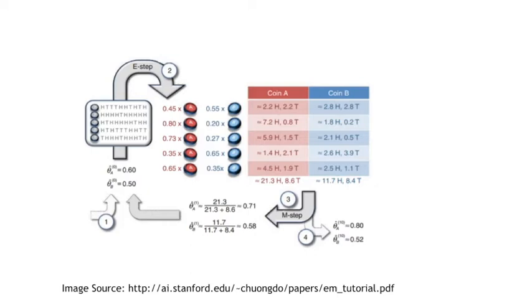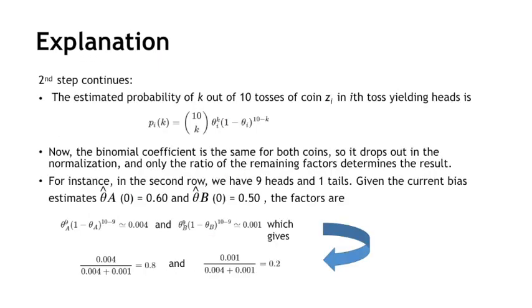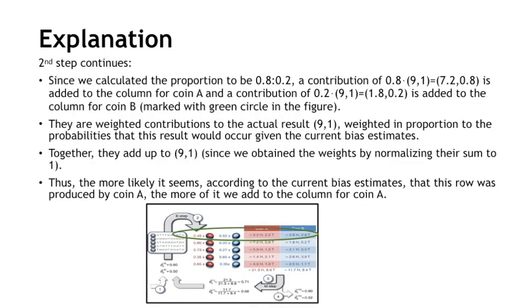So these are the expected values, and 0.8, 0.2, 0.73, 0.27, 0.45, 0.55 are the probability distributions. What we need right now are the weighted results. Together they add up to 9 and 1, because we want the weights to be normalized to 1, right? So 7.2 plus 1.8 is 9, and 0.8 and 0.2 give us 1.